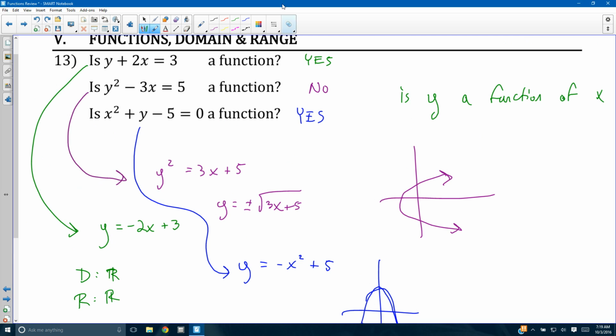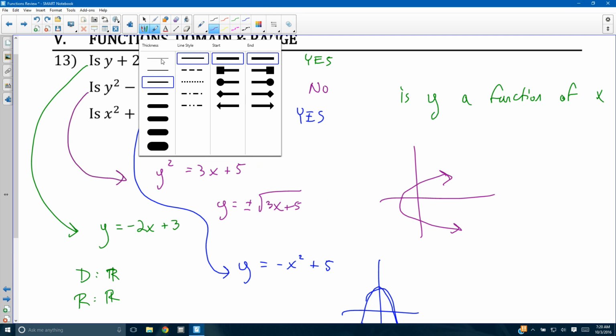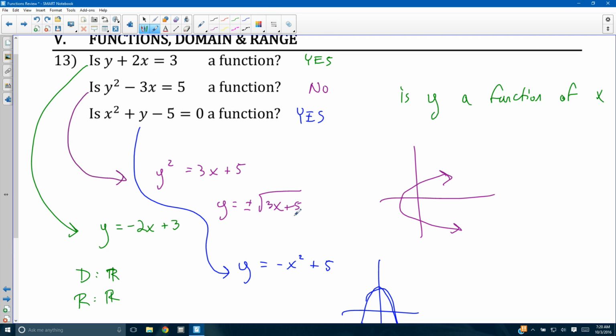For this square root non-function, for this guy here, your domain, you have to figure out that this guy has to be greater than or equal to 0. 3x plus 5 is greater than or equal to 0. 3x is greater than or equal to negative 5. Therefore, x is greater than or equal to negative 5/3. That would be your domain here.